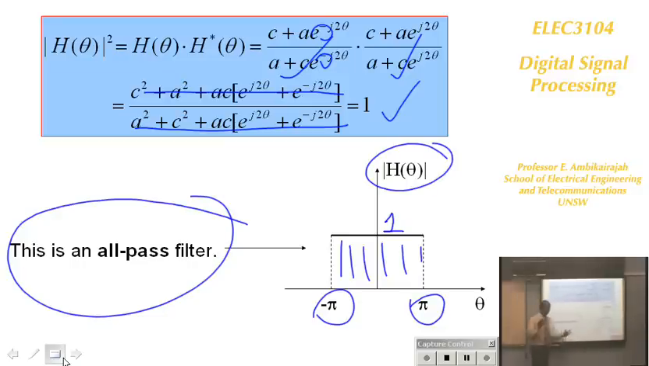So given your transfer function, you can actually calculate the frequency response. From the frequency response, you can say what type of filter it is. Or by looking at the transfer function, knowing the coefficients, you can also say what type of filter it is.